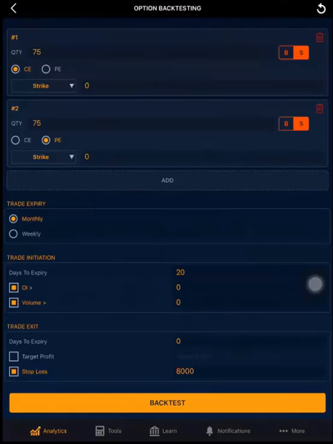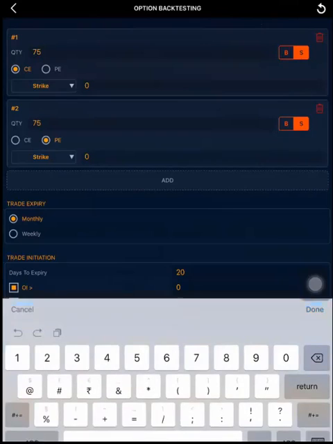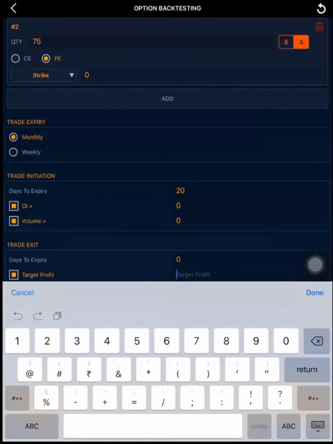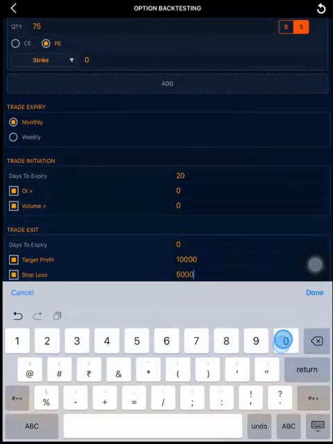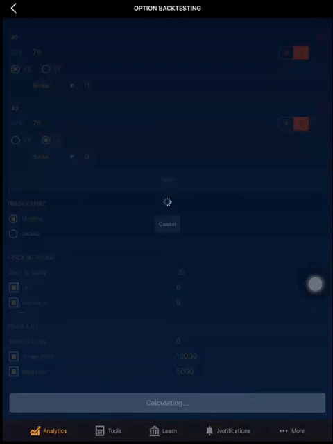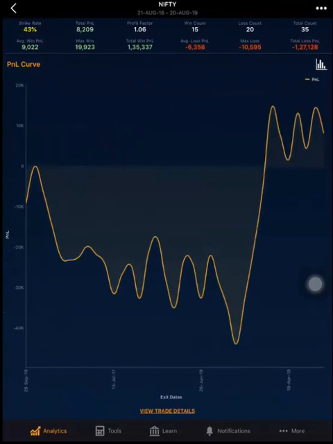Now say I want to put a target profit also. You can have a target profit defined. Whenever I'm making say 10,000, I want to exit. And say whenever I'm losing 5,000, I want to exit. And it will run, and here is the result.